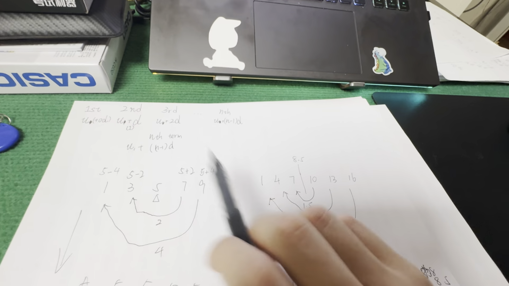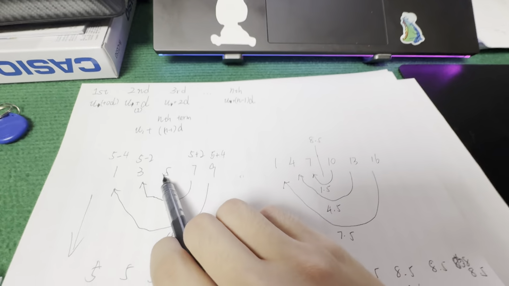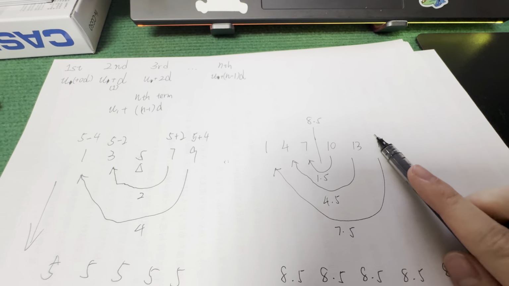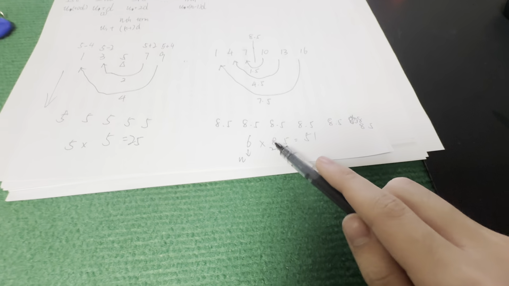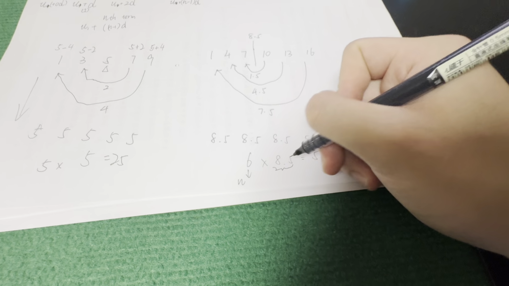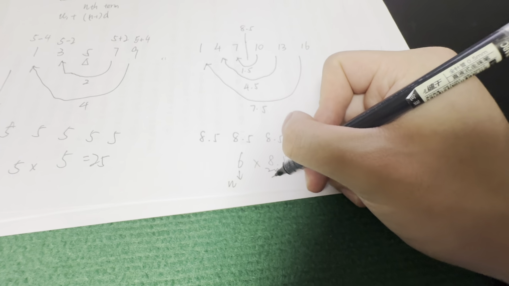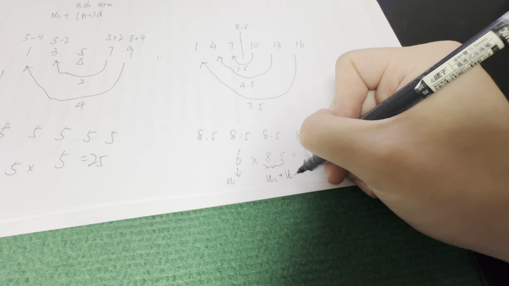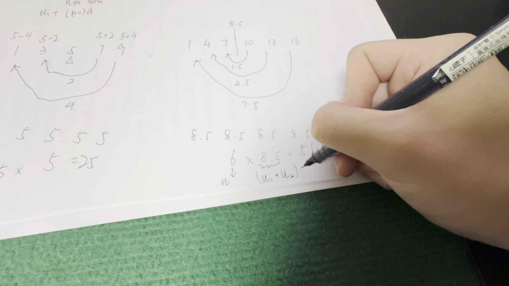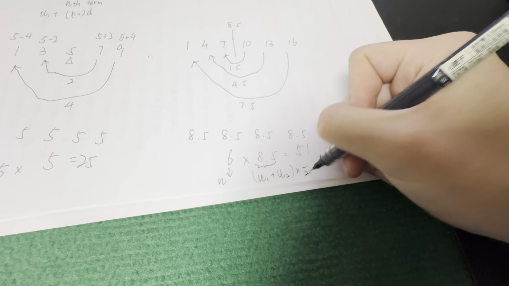For example, 1 plus 9 divided by 2 is 5. 1 plus 16 is 17. 17 divided by 2 is 8.5. So we know that this term will be u1 plus un, then divided by 2.